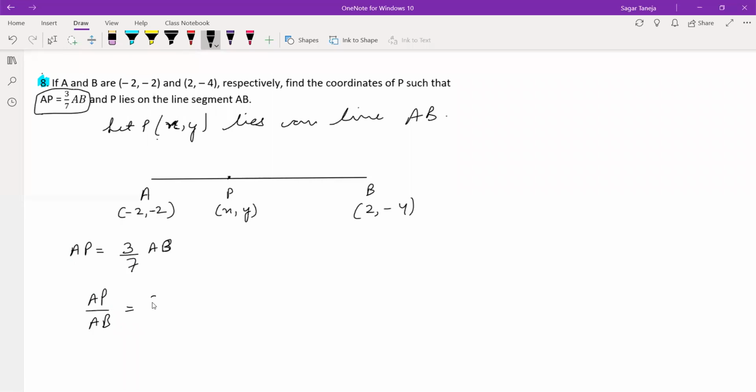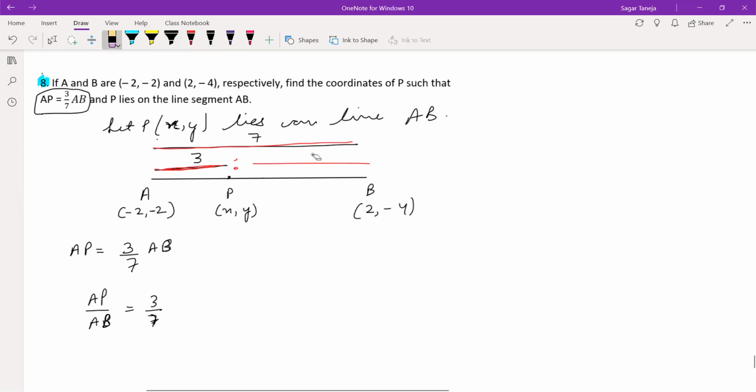It is like this. Bring this AB to the denominator. Now AP by AB is 3 by 7. Means AP is 3 and AB is 7. Try to understand this carefully. AP is 3 and this full is 7. Then what is this part? Obviously 4. Not 3 ratio 7. It is 3 ratio 4.